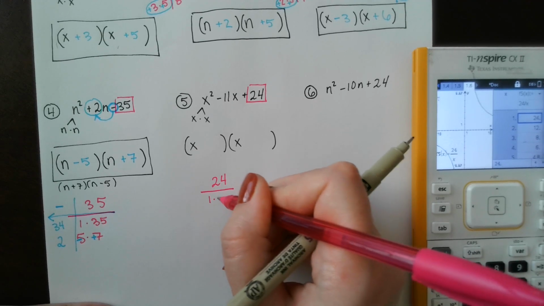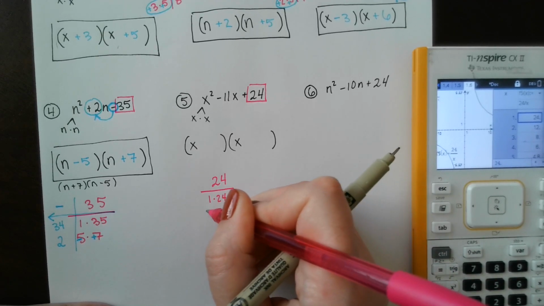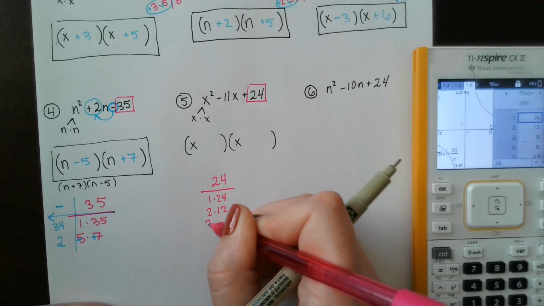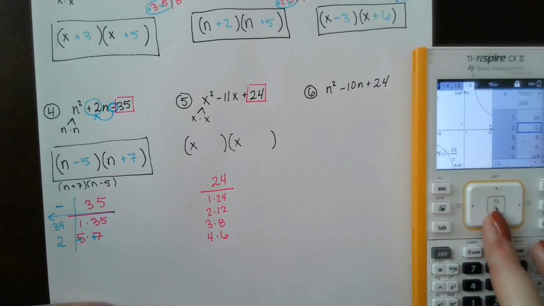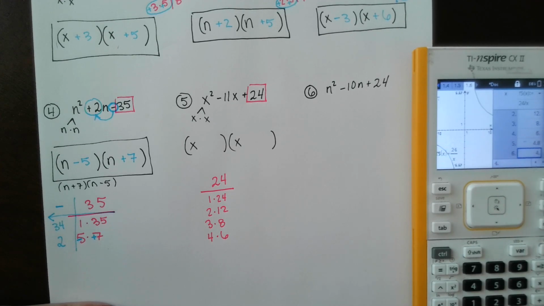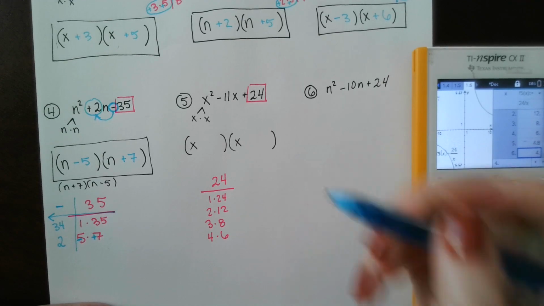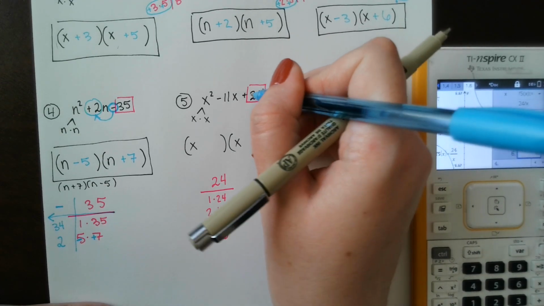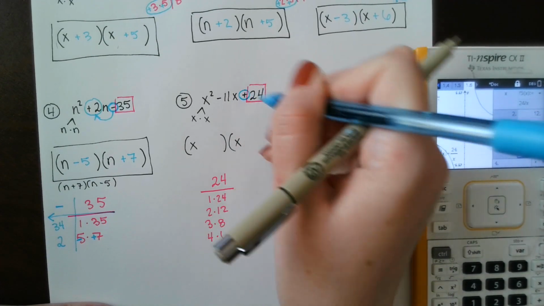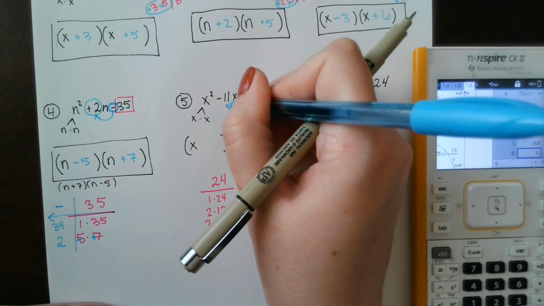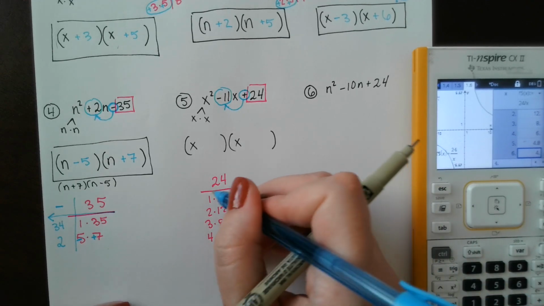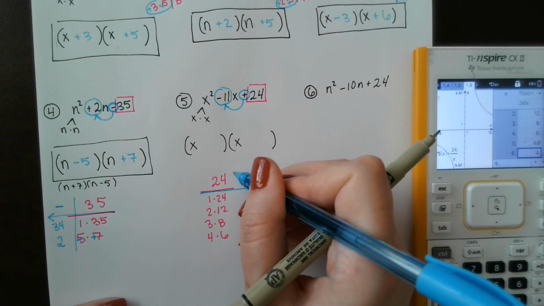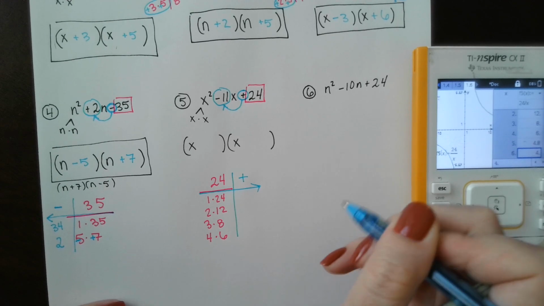I see 1 times 24, 2 times 12, 3 times 8, 4 times 6, and that's it, because 6 times 4 is just a repeat of 4 times 6. Now I need to look at this sign. This tells me I need to add these terms together until I get a negative 11. So when I add, I go from left to right and I add the terms together.